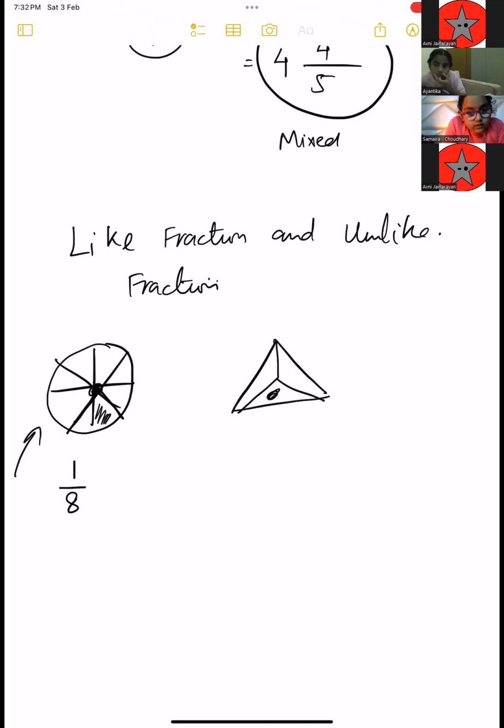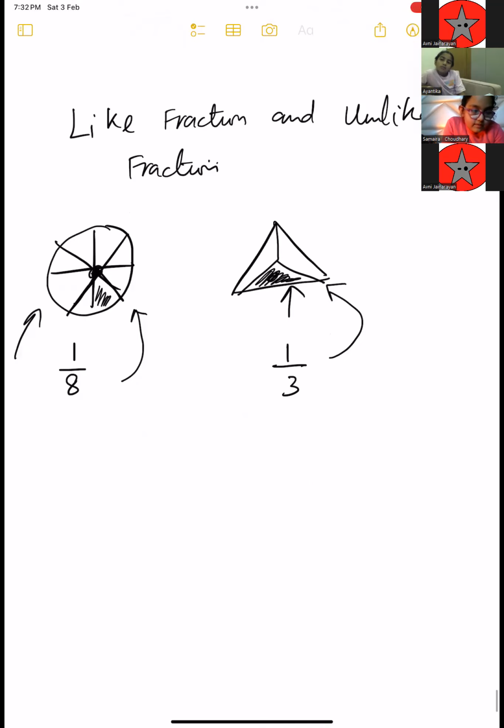Samira, tell me the fraction of this shaded part. 1/3. Now, this fraction is divided into how many parts? 8. And this is divided into how many parts? 3. Okay. Are they same fractions? No. Can you see the denominators? Are they same? No. 8 and 3 are not. So that's why they are unlike fractions.